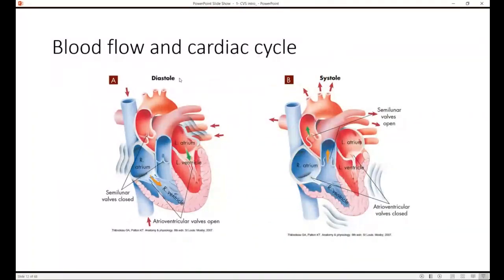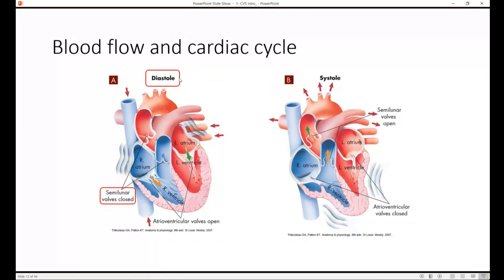Now, this sequence of events where the blood comes into the heart and leaves the heart is known as a cardiac cycle. Why cycle? Because it's repeating again and again. When the ventricles relax, this is known as diastole.